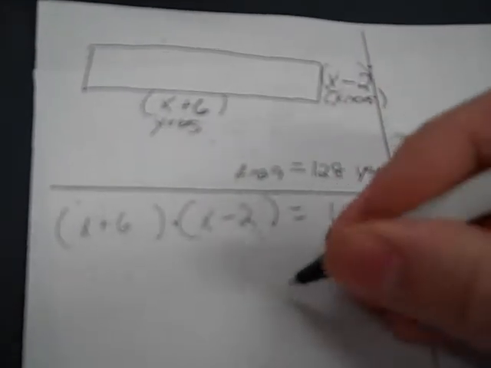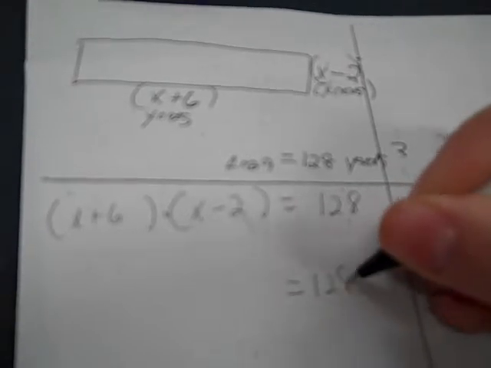Okay, so you want to set up your area multiplication. You are equal to 128. And then x plus 6 is the length, and x minus 2 is the width. So I need to find this product. I know I'm going to have 128 on this side.